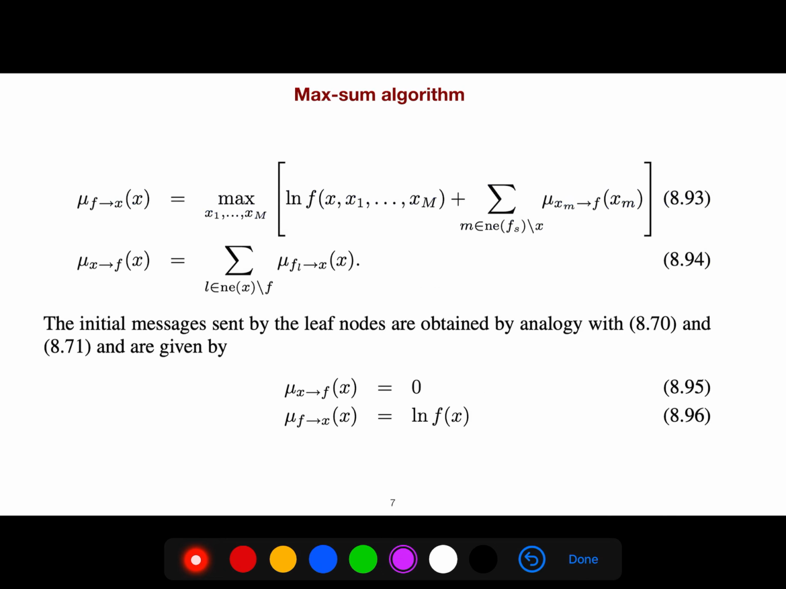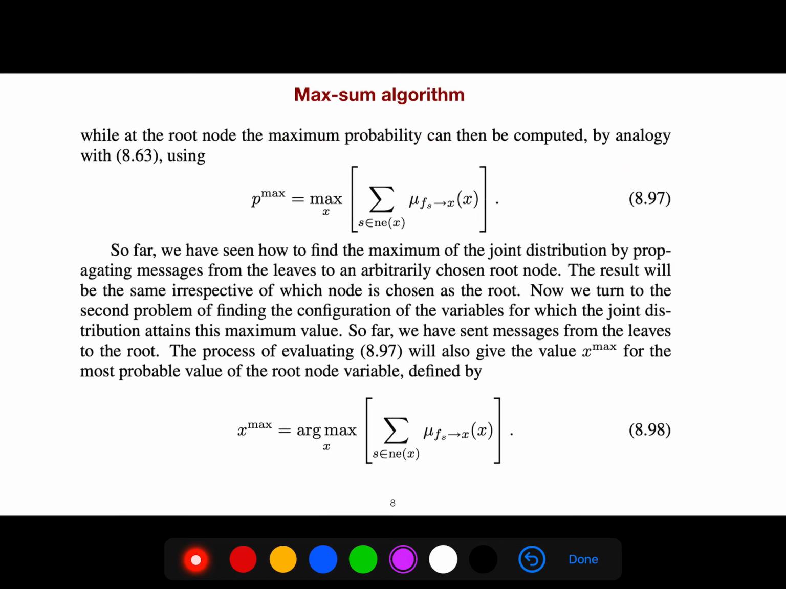And the max sum algorithm is as simple as this. You see, we have just the maximum. Everything is very similar and looks familiar. The messages go from x_m to f, and from the factor to x, the messages from factor to x. Everything is very familiar. So we can use the maximum of messages, the sum of messages going from the factor to the node, and so we can find it.